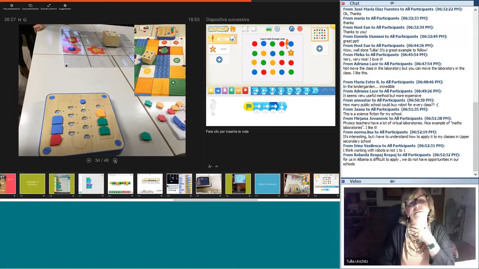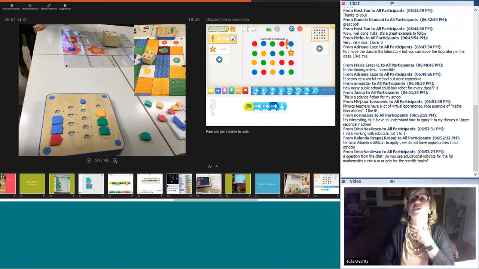Here you can see the Cubetto from Primo Toys, which is very, very powerful in the kindergarten. Can you imagine starting to work with variables from 5 years old? When they grow up, they are really able to solve a lot of problems.